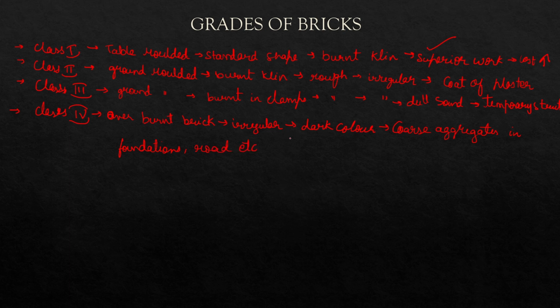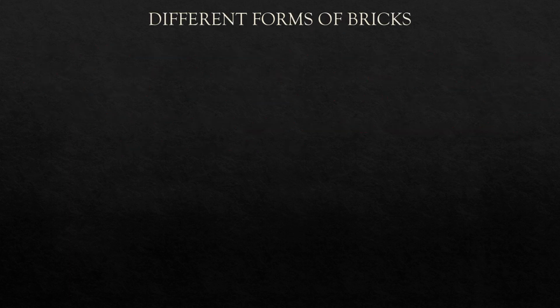The main thing of class 4 brick is that as they're overburnt, the brick have a compact structure, and hence they are sometimes found to be stronger than first class bricks. If we see, the cost of this class 4 is really less. Cost is very less compared to class 1. So these are different grades of bricks. Next we'll study about different forms of brick.